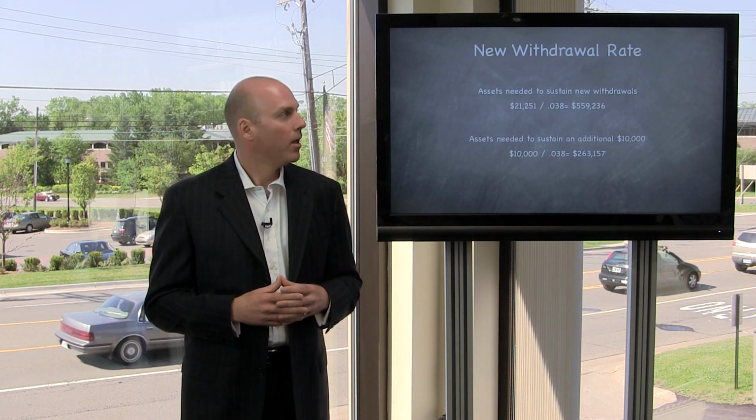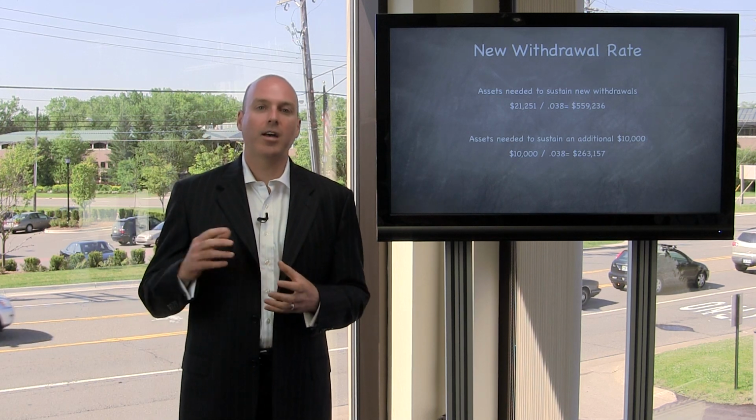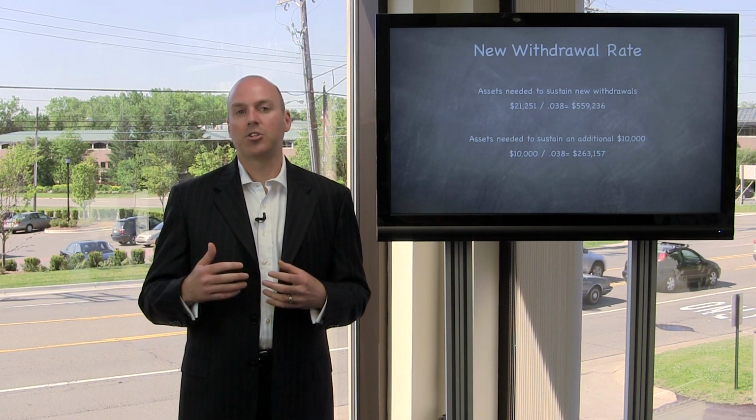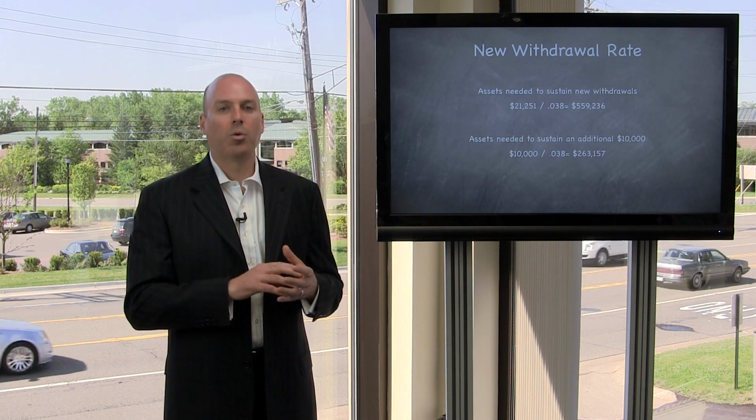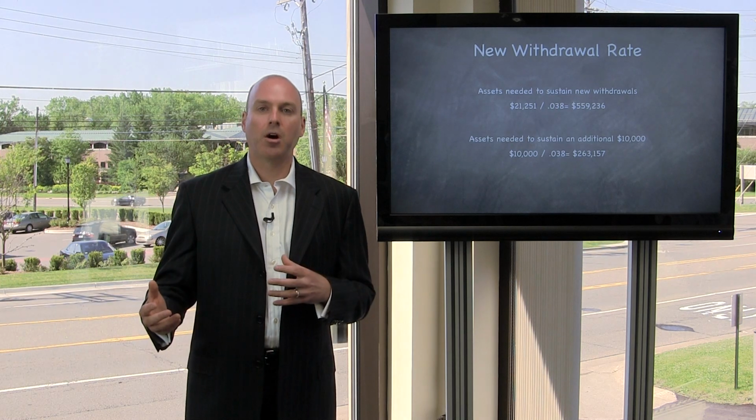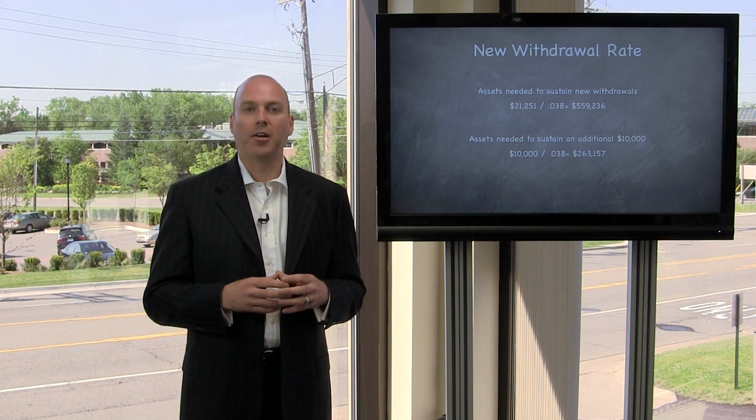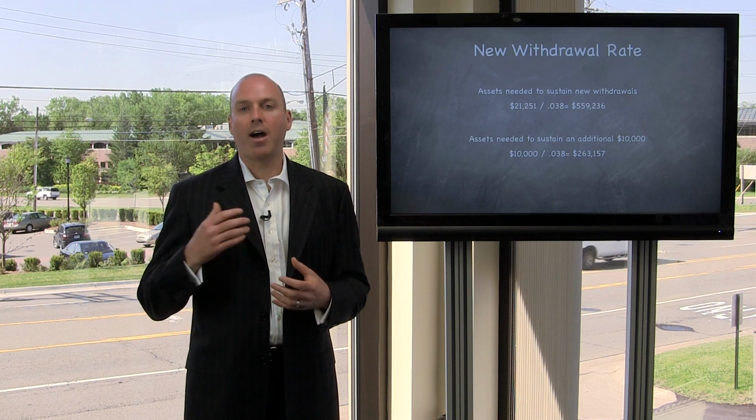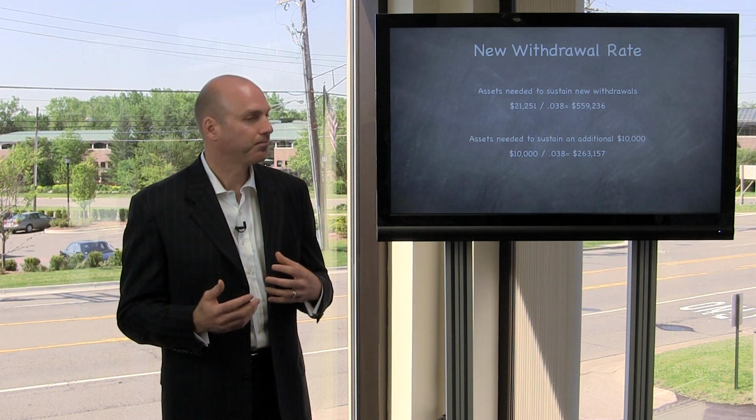$21,251. So if we apply our sustainable withdrawal rate formula, we can calculate the additional assets that would be needed to sustain an additional $21,251 of income every year. We just divide 21,251 by 0.038, our sustainable withdrawal rate, and we come up with $559,236. This means that you would have to have over $500,000 to safely generate the $21,000 you lost in income.